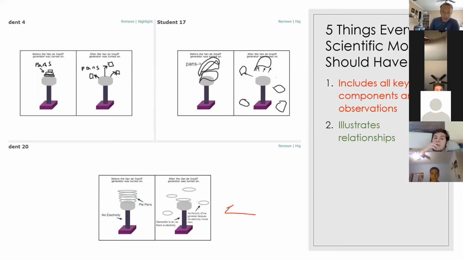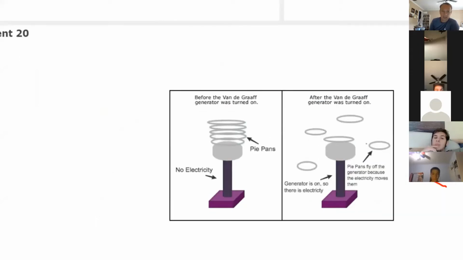So this one down here attempts to explain why. Again, we're not talking about whether it's right or wrong. We're just saying every model should show some relationship. So there should be some reason as to why the pans flew off. So this one down here, I can zoom in, talks about how there was no electricity, and then there was electricity, and so they flew off. I don't know if that's right or wrong.